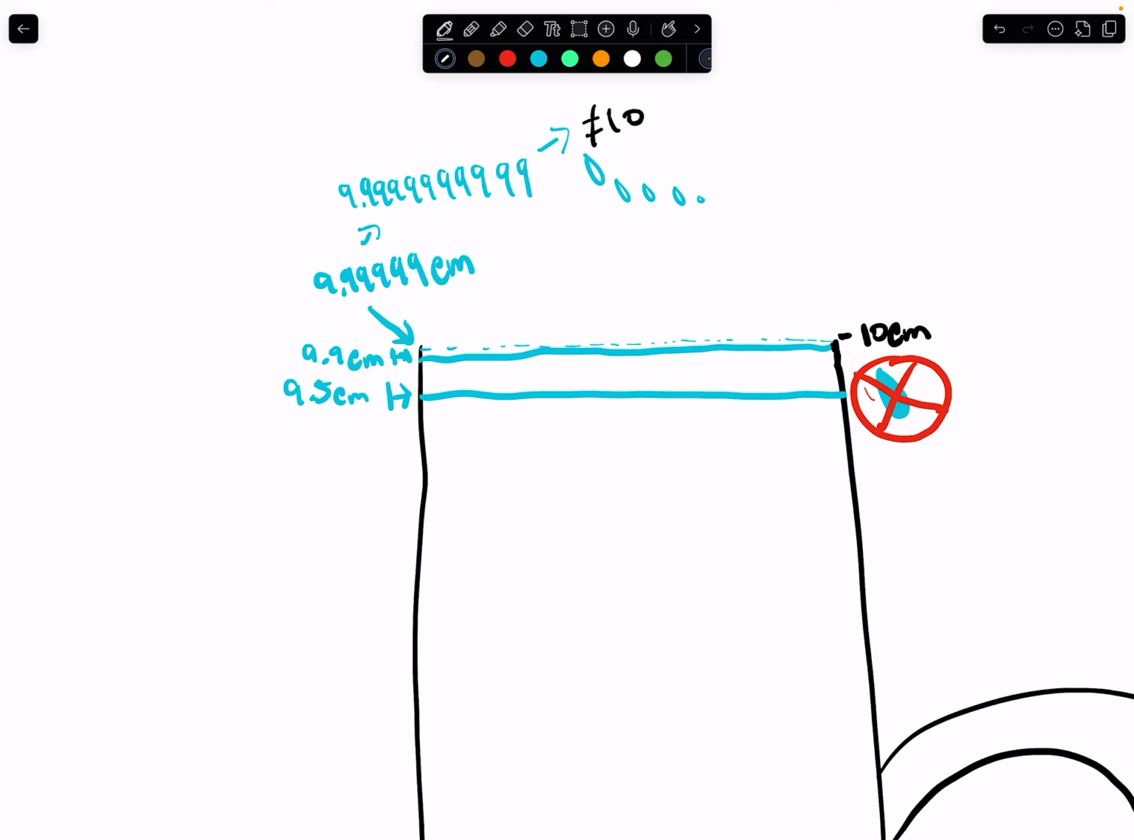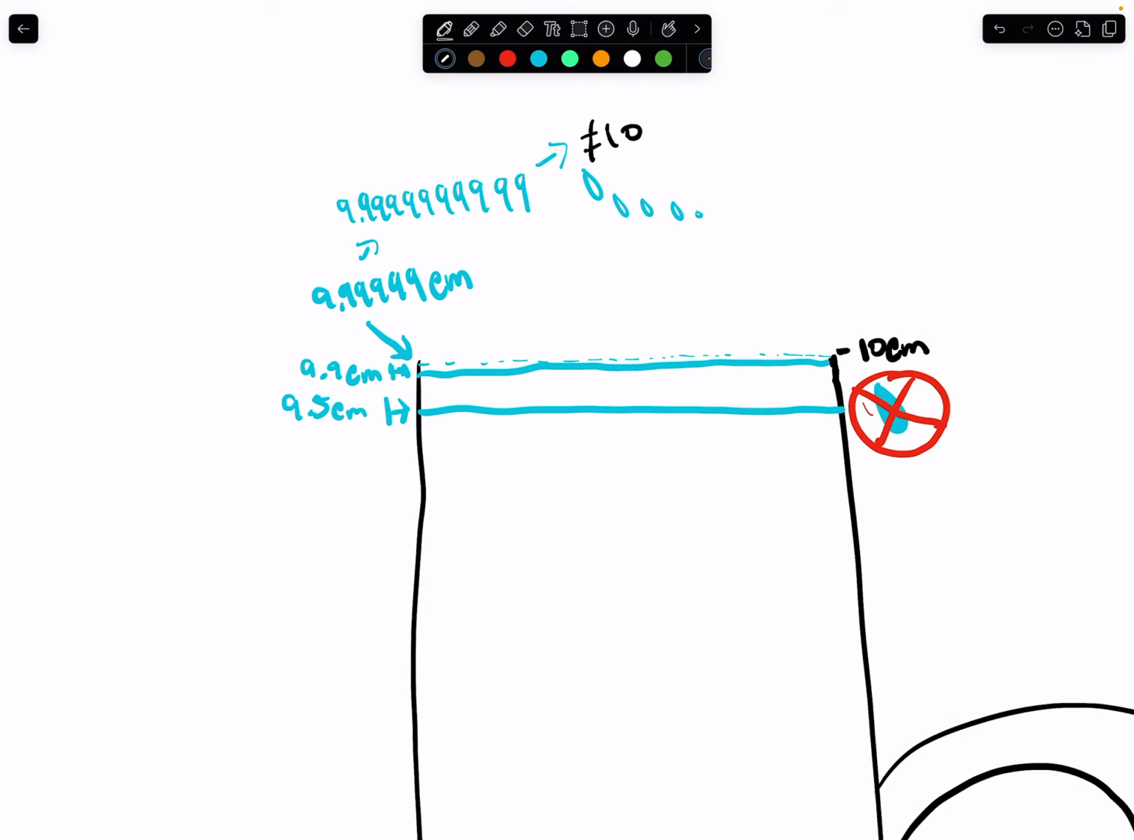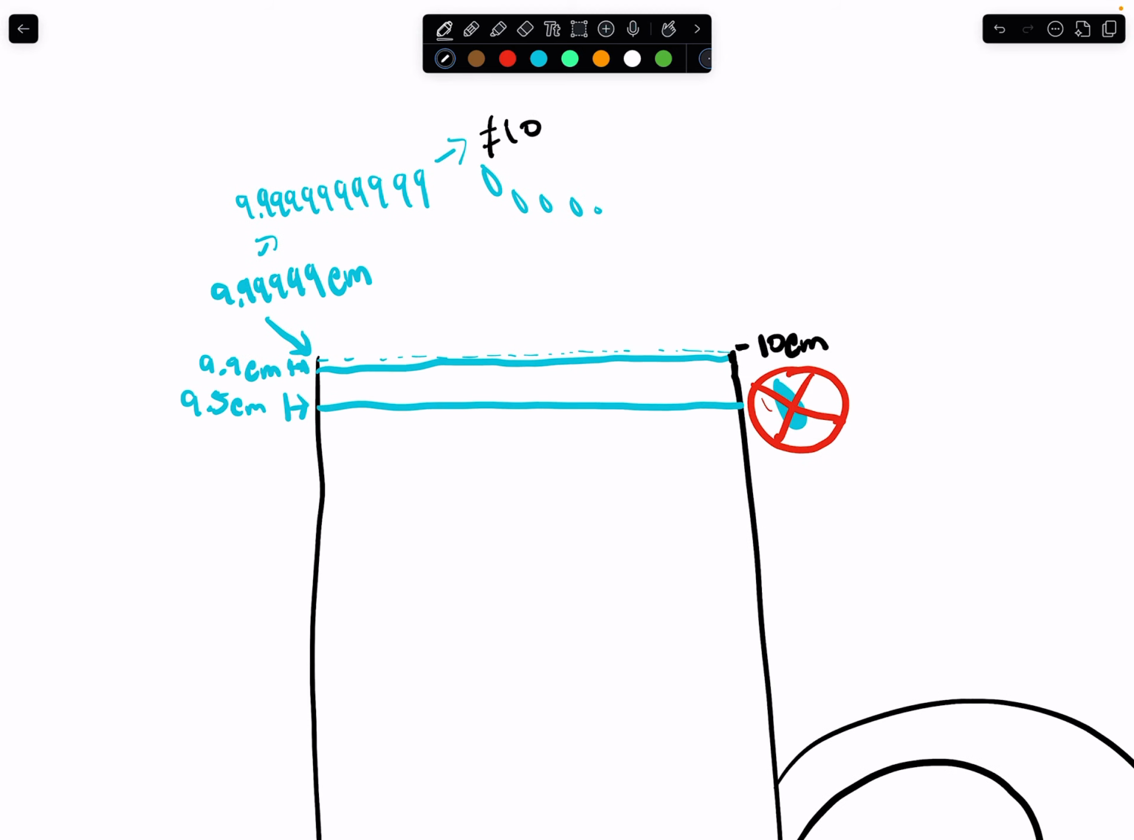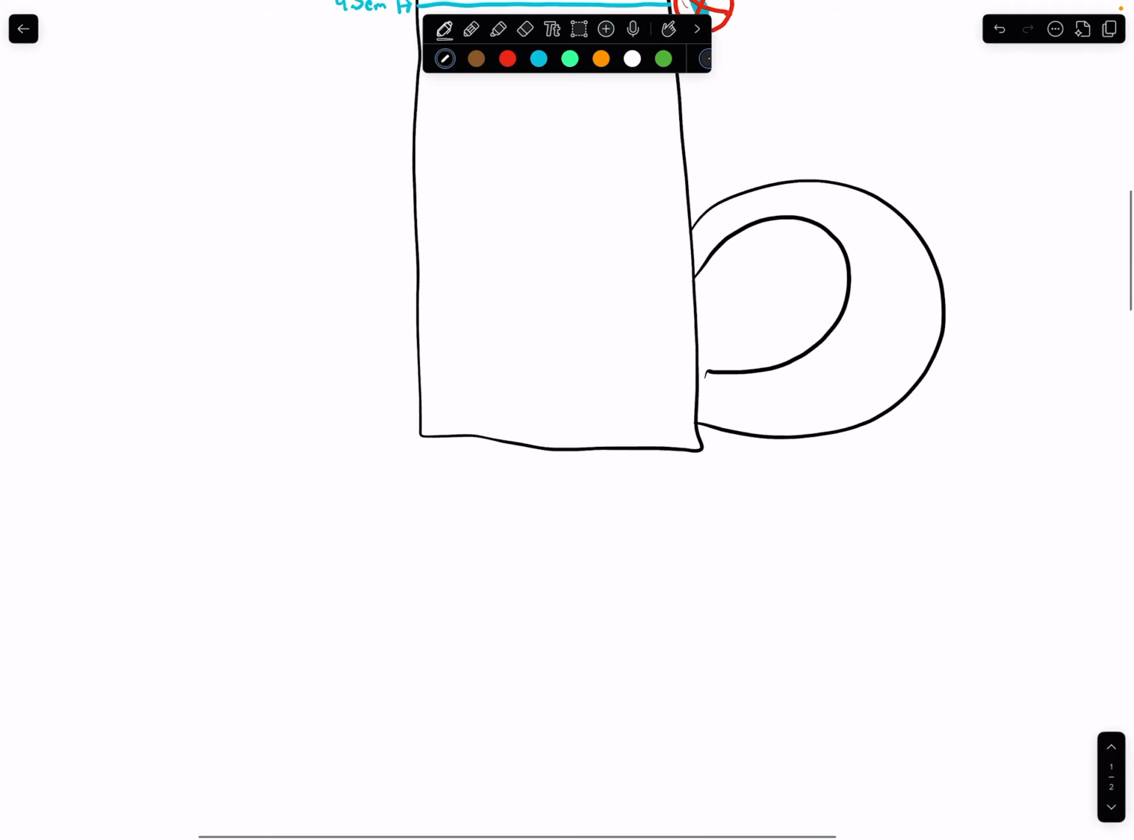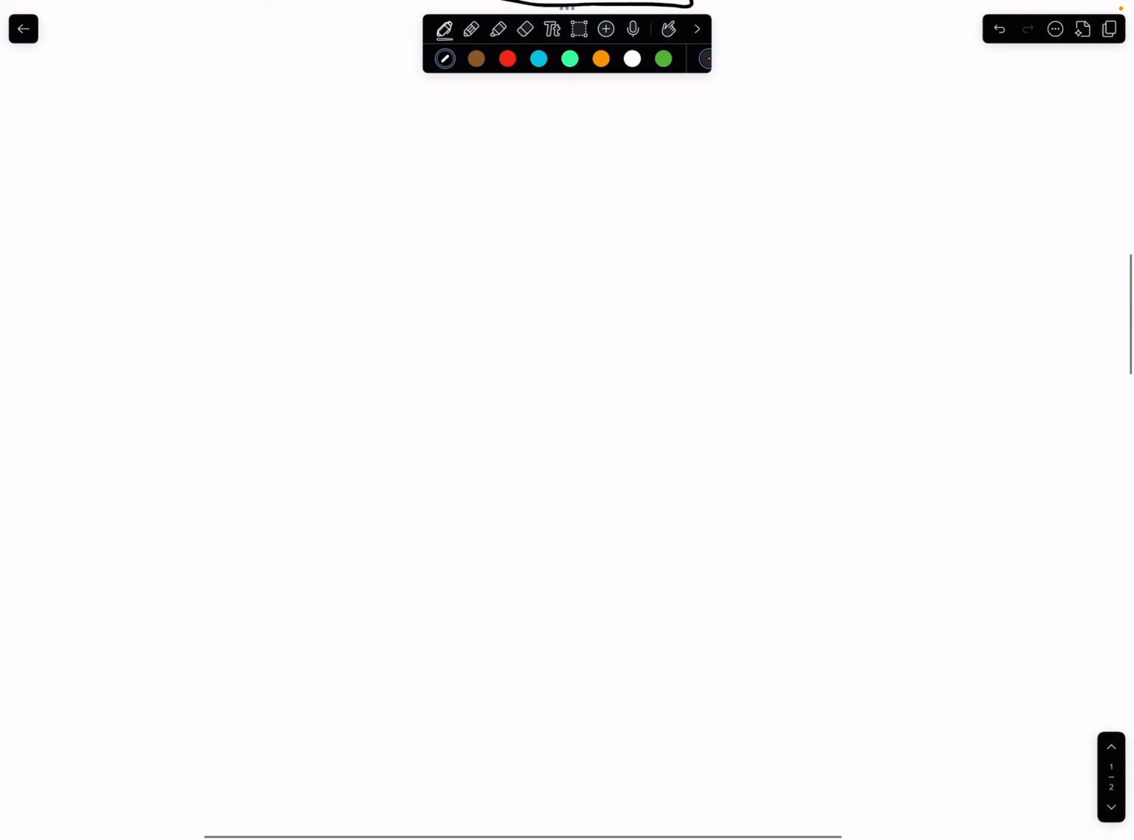So what I'm getting at here is that the maximum of this example is the actual height of the water that's attained, but the Supremum is the actual ceiling. So it's 10 centimeters. It's the height of the actual cup that is not attainable. So let's talk about the formal mathematical definitions here now. So let's talk about the max first.